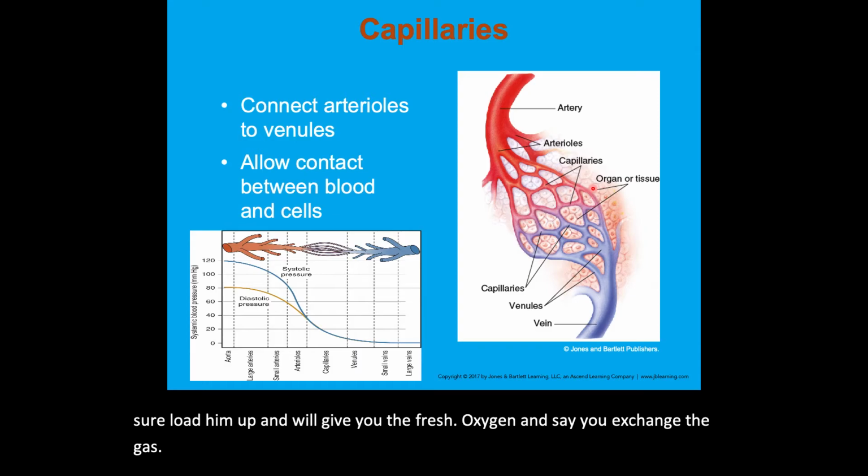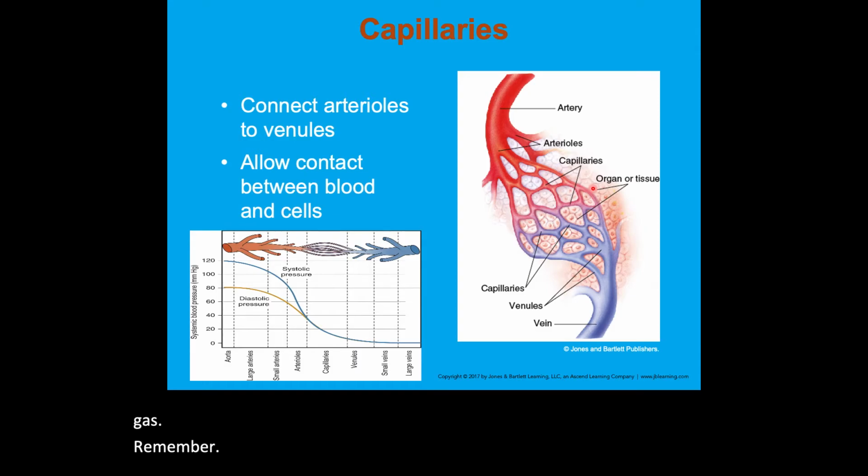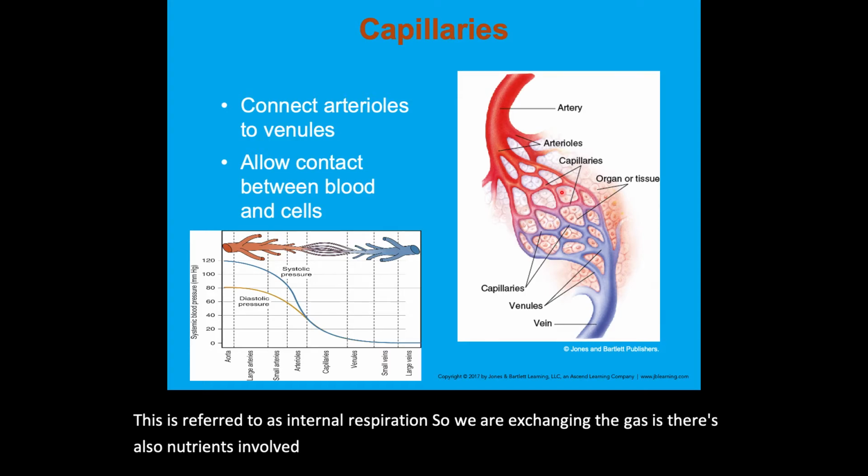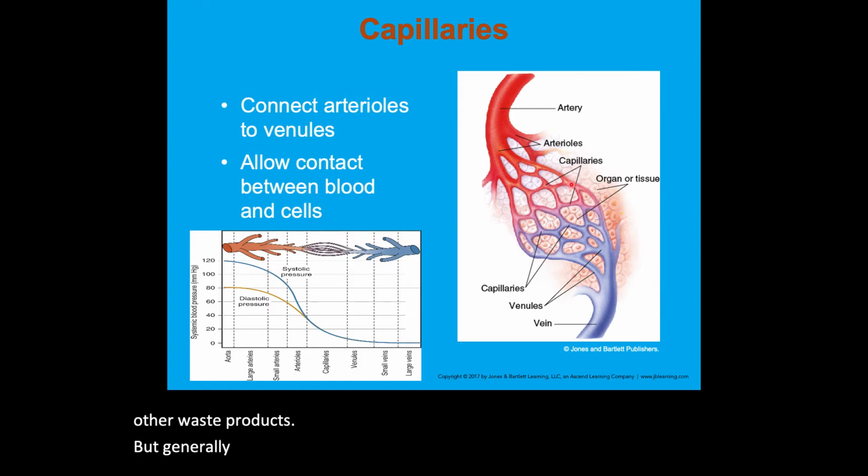Remember, this is referred to as internal respiration. So we are exchanging the gases. There's also nutrients involved, like glucose, bringing glucose to the tissues, and various other waste products. But generally speaking, focus on the gas exchange between the oxygen and carbon dioxide.